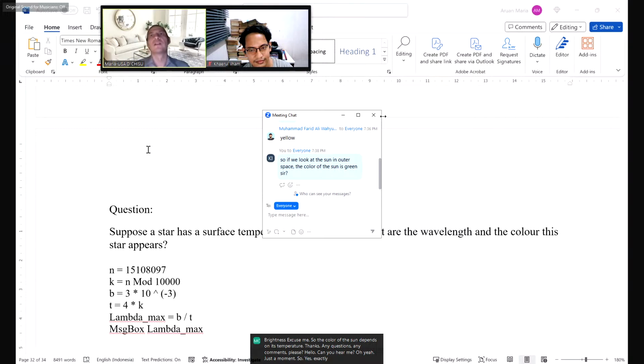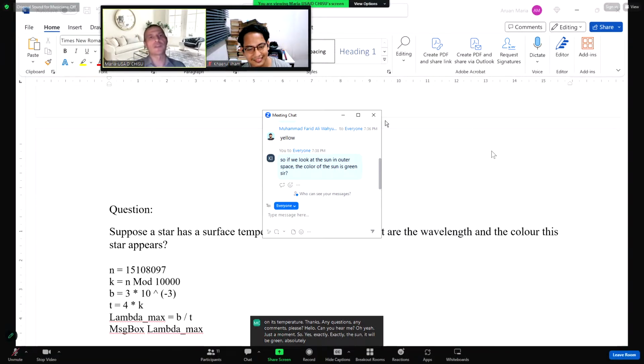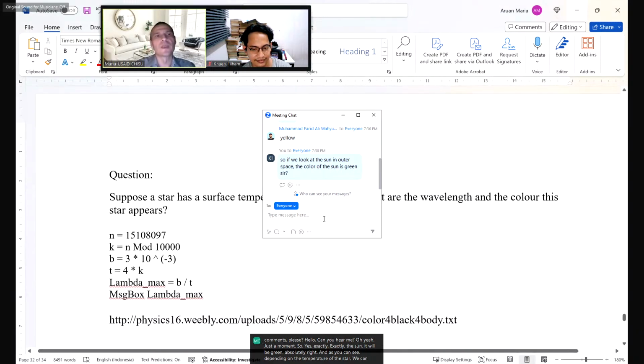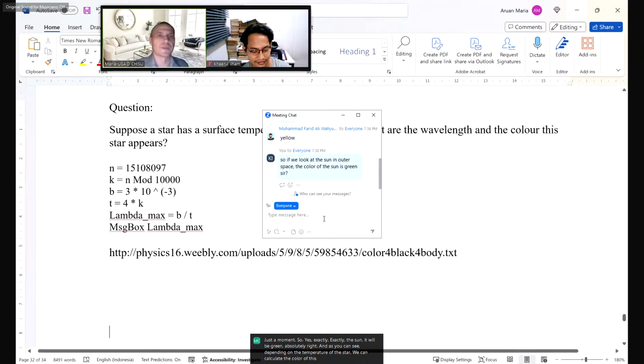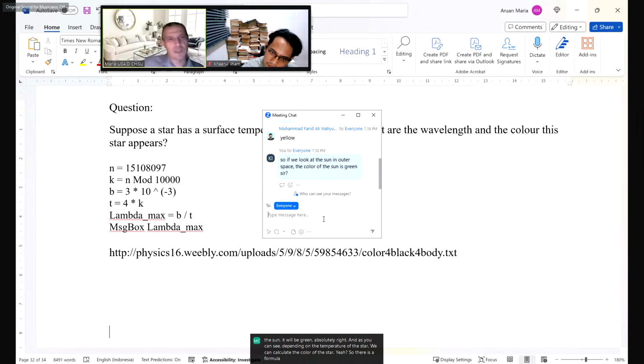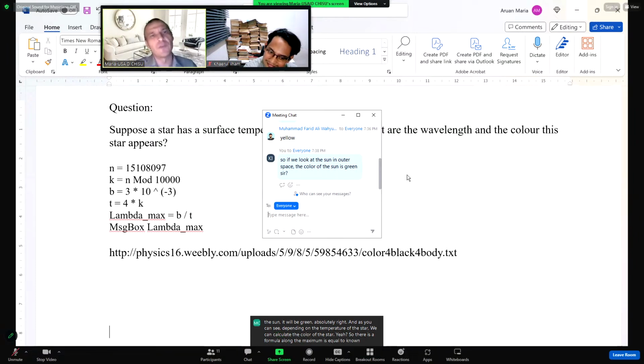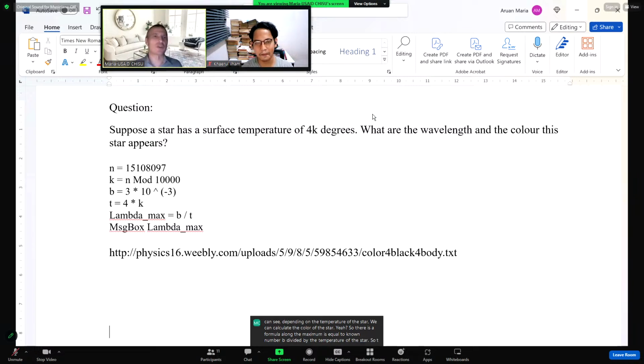So, yes, exactly. The sun, it will be green. Absolutely right. And as you can see, depending on the temperature of the star, we can calculate the color of the star. So there is a formula. Lambda maximum is equal to known number b divided by the temperature of the star. So the higher the temperature, the greater is the frequency.